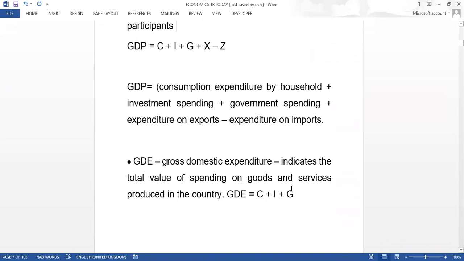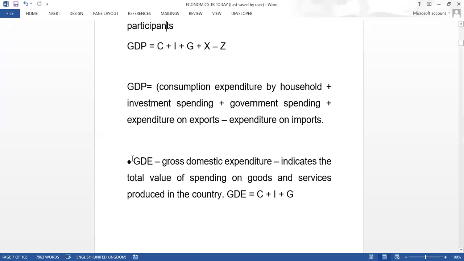All right, so the gross domestic product is the sum of, from the expenditure method, consumption expenditure by households, investment expenditure by firms, government spending, expenditure on exports, minus expenditure on imports.